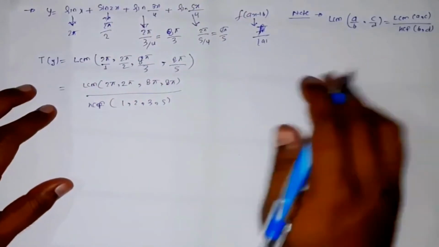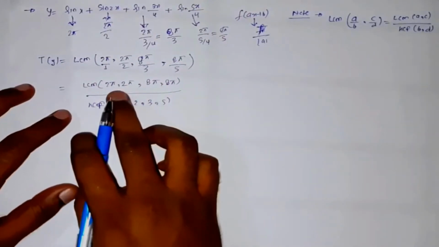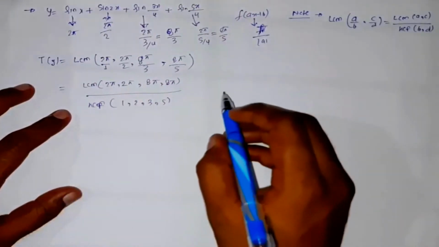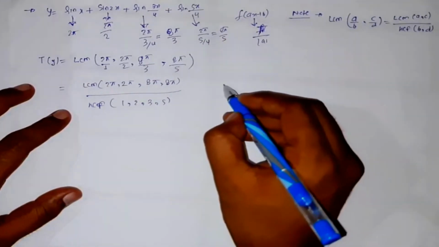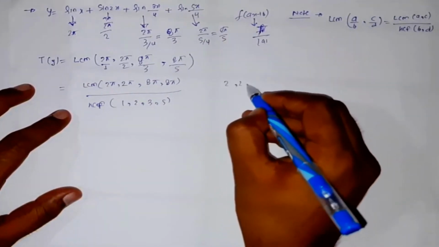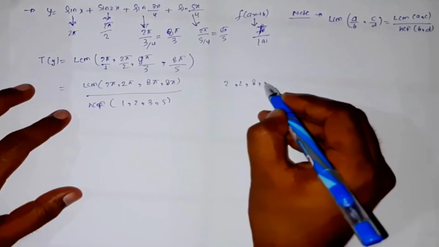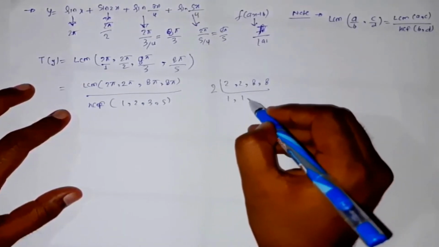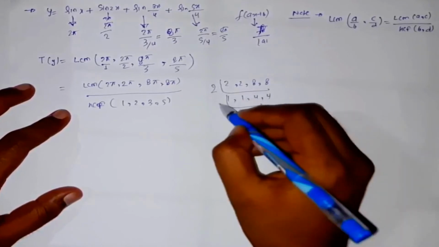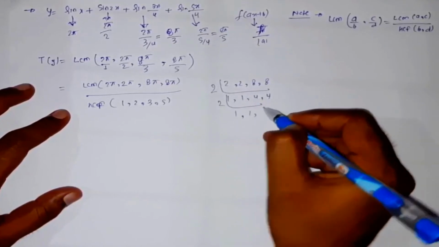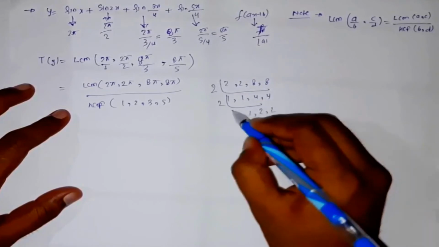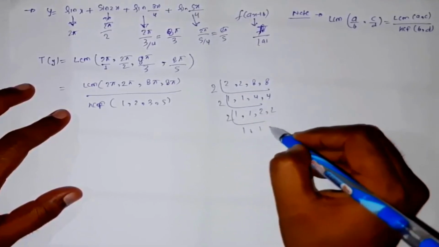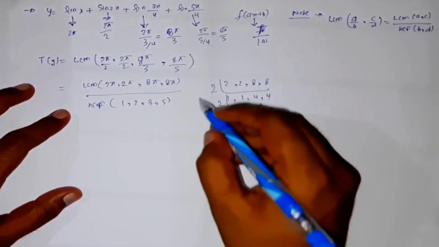Now we need to take the LCM of this. Okay, we will simply do the LCM like 2 comma 2 comma 8 comma 8. We'll simply do this method. Okay, 1 4 4 2 1 1 2 2 again 2 1 1 1 1. Okay, so here this is 8 pi.